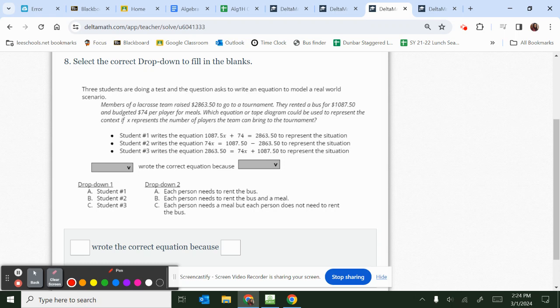Question number 8 says to select the correct drop down to fill in the blanks. The question says three students are doing a test, and it asks to write the equation to model a real world scenario.